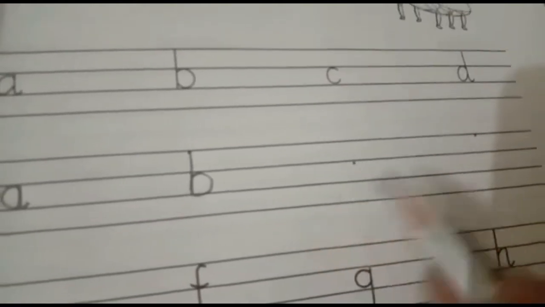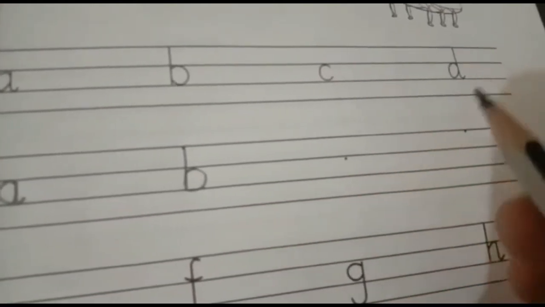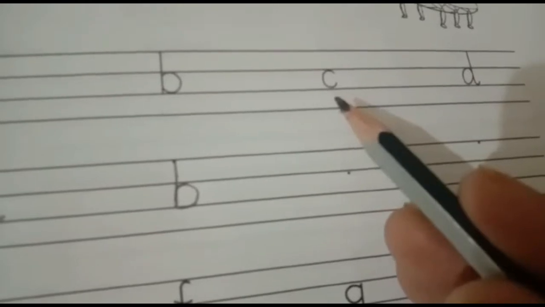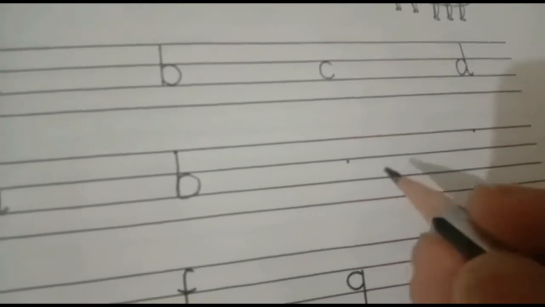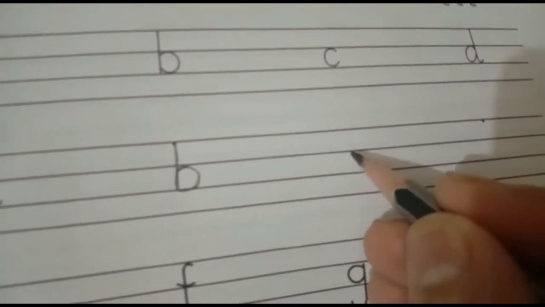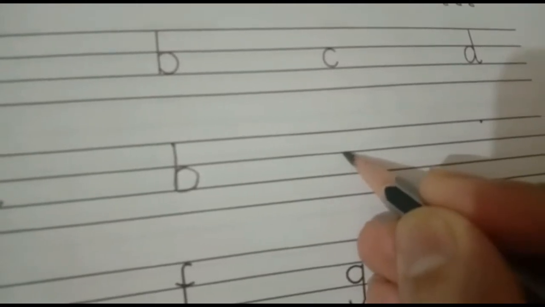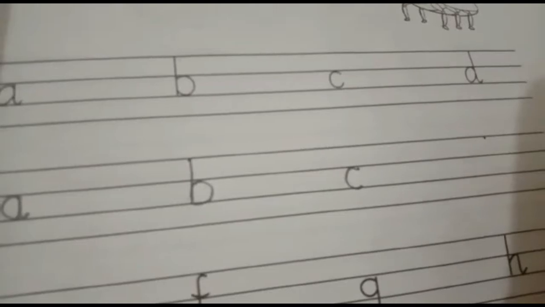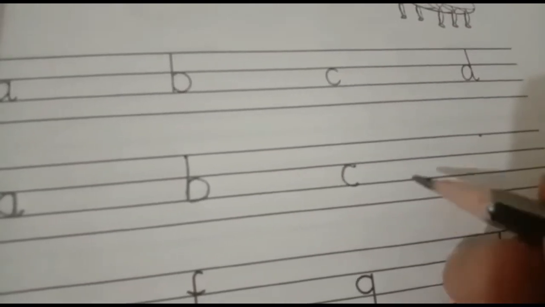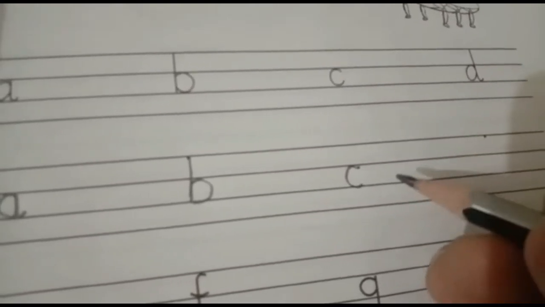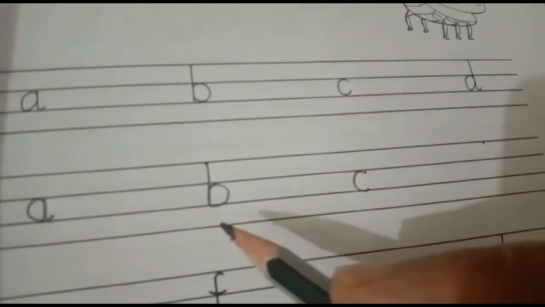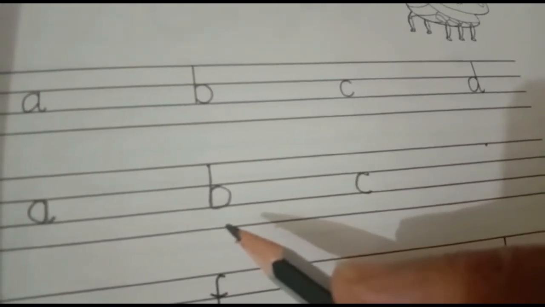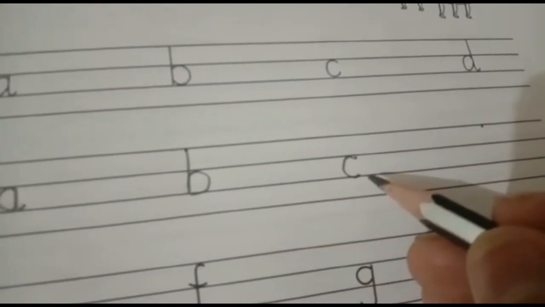Okay, now the next lowercase is letter C. Yes, this is lowercase c, and for lowercase c, I will start from the middle line and make an anti-clockwise half circle like this. Yes, the sound of this letter is K. Okay, the sound of B is B, and the sound of C is K.